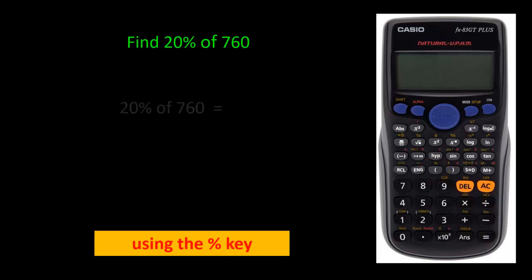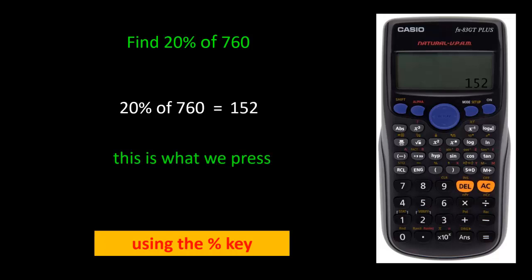So if we wanted to find 20% of 760, have a look at the calculator, and we'll see what we press. 20 for 20, shift bracket for the percent. Now of is multiply, and then 760, and finally the equals, and the answer is 152. So this is what we press if we want to do it that way using the percentage key. We do 20 shift open bracket times whatever the amount is and equals.